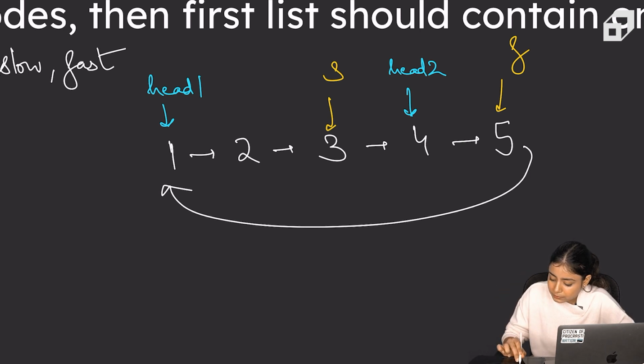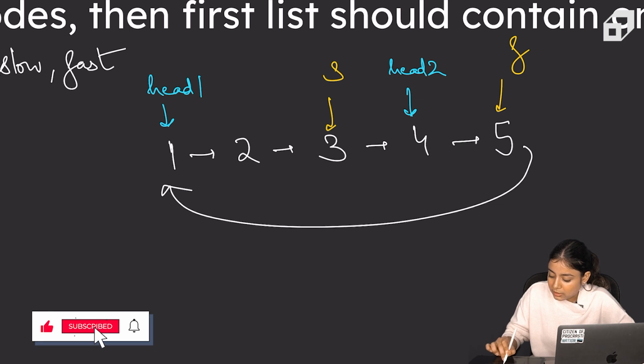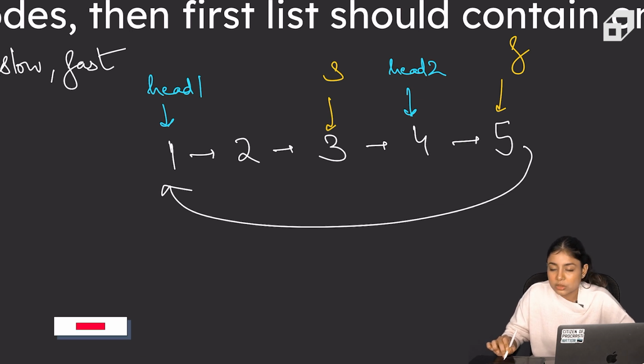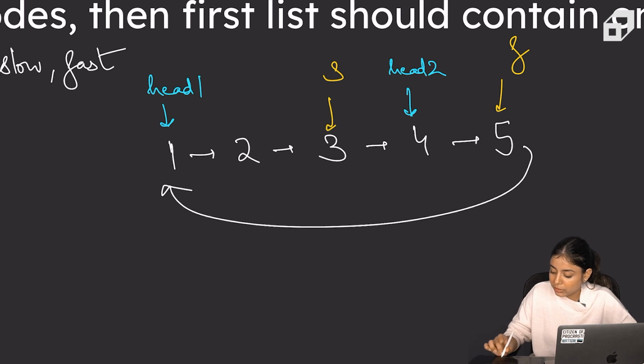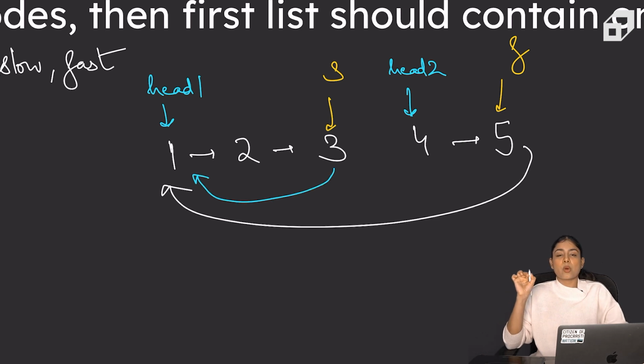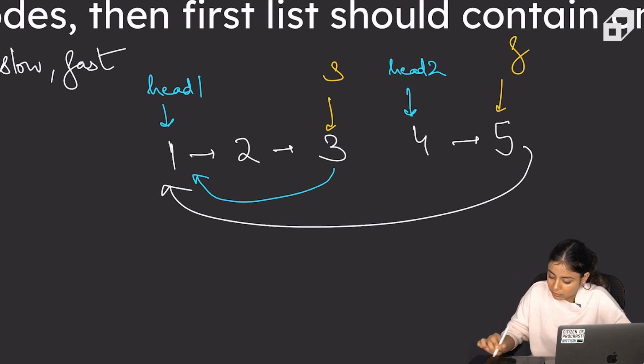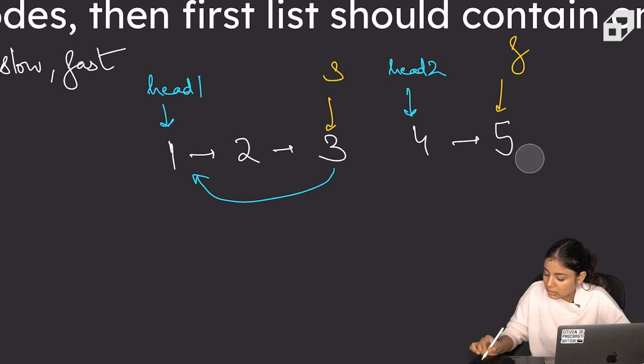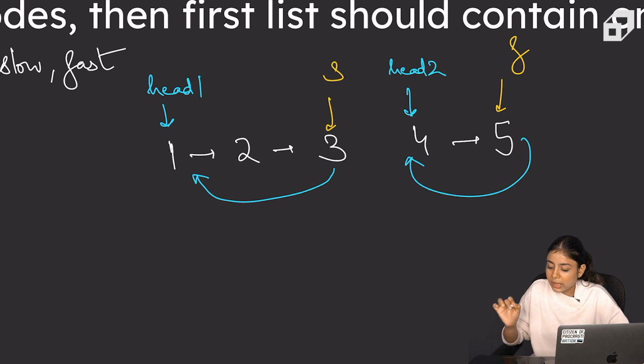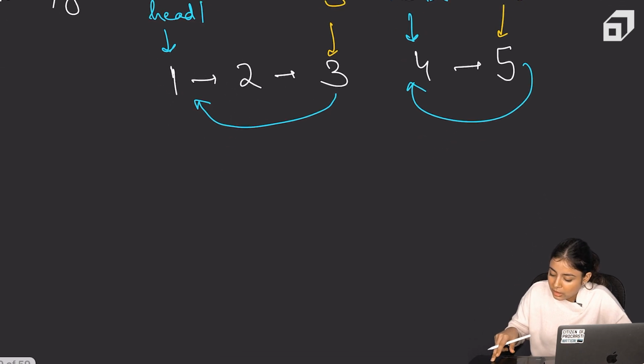So for the first half of the list, the last node is the middle node, which is being pointed to by the slow pointer. So what we'll do is we'll change this and we'll say make the slow pointer's next point to my head 1. Okay, so I have my first circular linked list here. And similarly, I'll say make my fast pointer's next point to head 2. So I have my second circular linked list here. So I've divided my circular linked list into 2 circular linked lists, right?